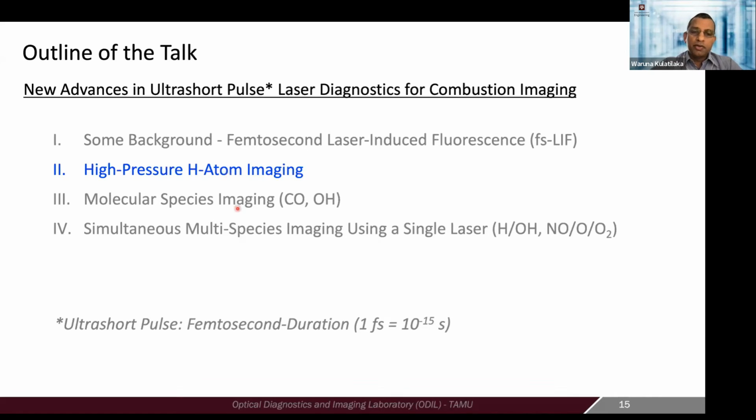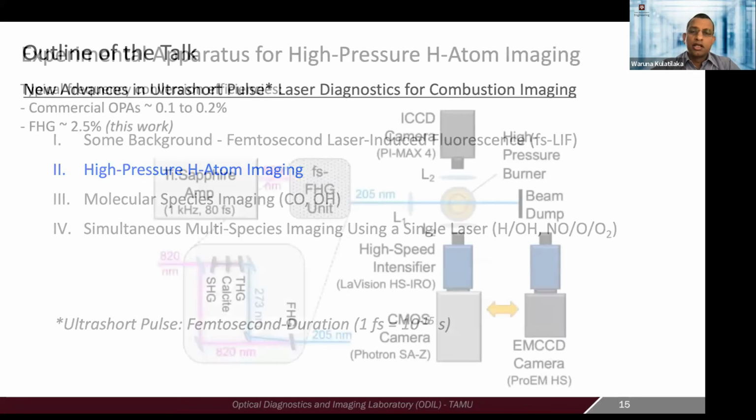Then, moving away from atoms a little bit, we mentioned CO and OH, two of the most relevant molecules for combustion research, and how we can use these femtosecond schemes for CO and OH imaging. And as I mentioned before, we can take advantage of the extra bandwidth provided by femtosecond lasers to excite multiple species at the same time. You have to be careful how to excite and detect. So that's simultaneous species detection. Let's start with high pressure.